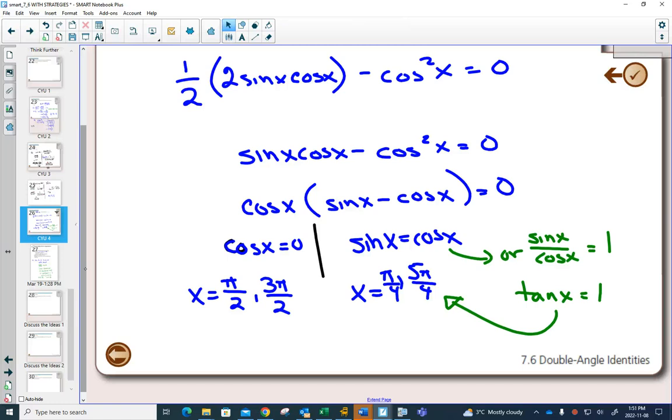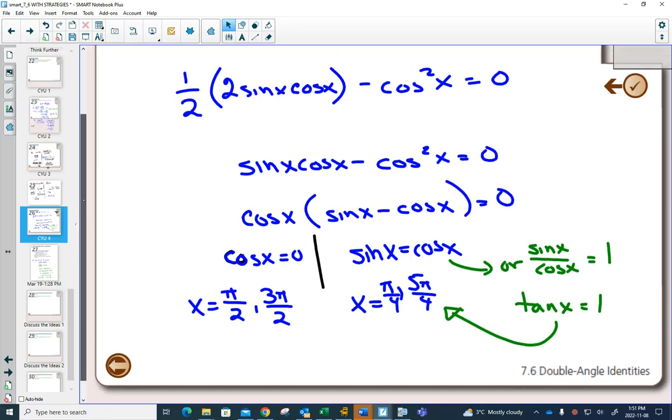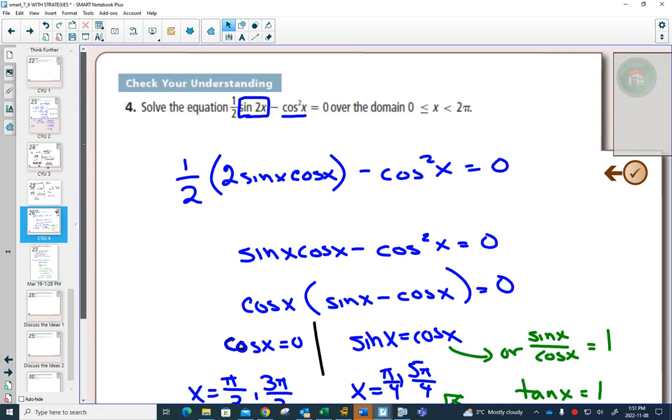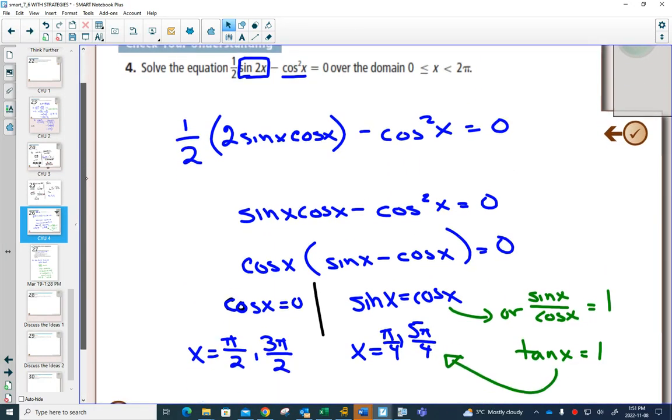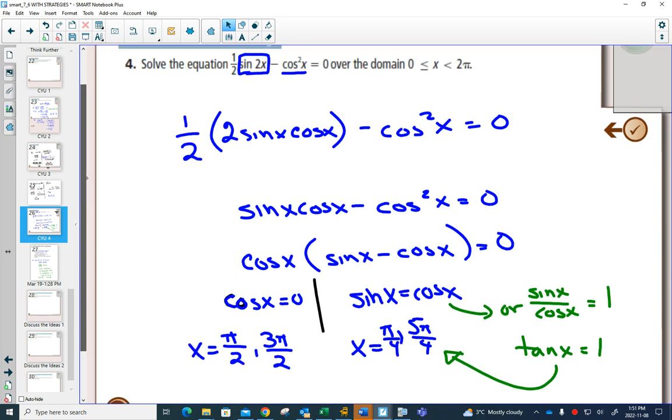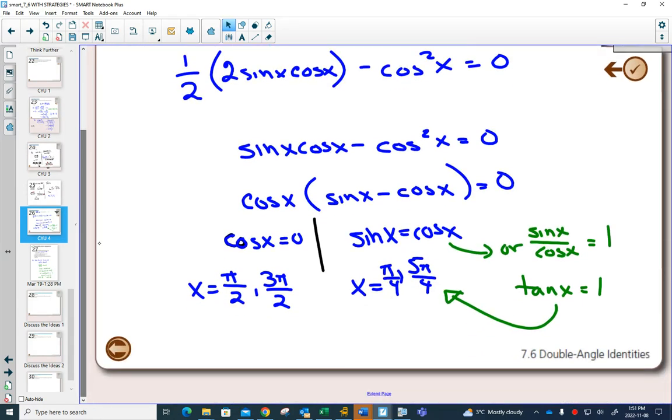So, this question is an identity question because we had that other trig function. We need to double check our domain because we just solved it between 0 and 2 pi. Oh, but they didn't include 2 pi? Oh, it doesn't matter. So we're done.